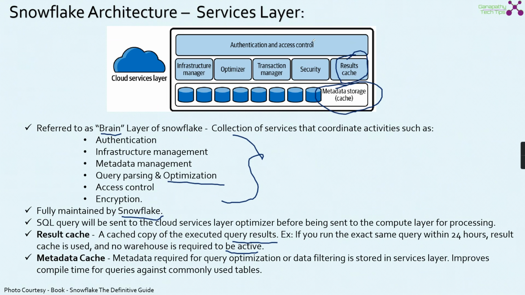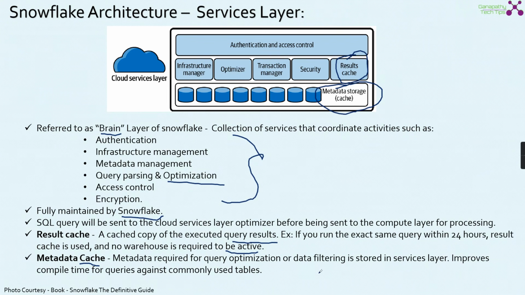It will directly return the results from the results cache. That is the major advantage here. So there is no consumption of credits within the warehouse layer, so your charge will be greatly reduced. And then there is another thing which we call the metadata cache, which is very, very important for the layer to do all the optimization and everything.